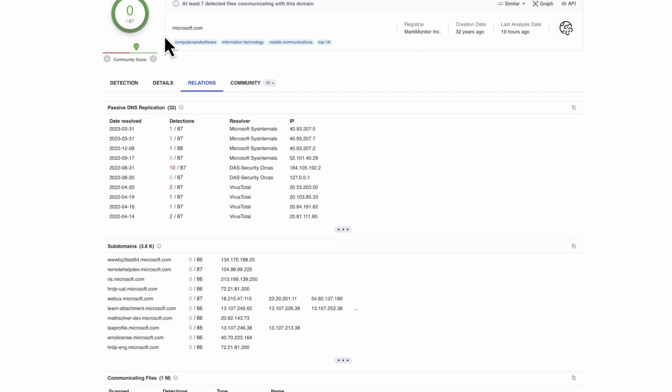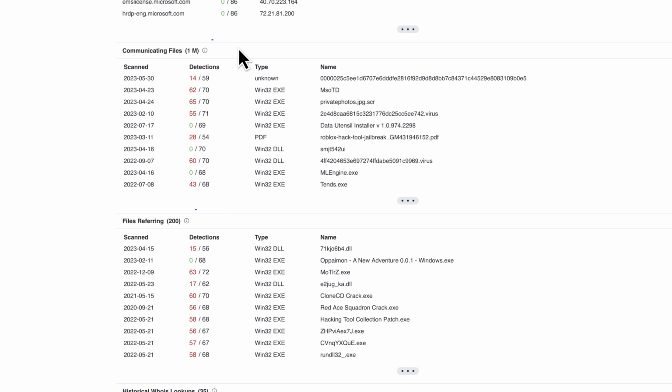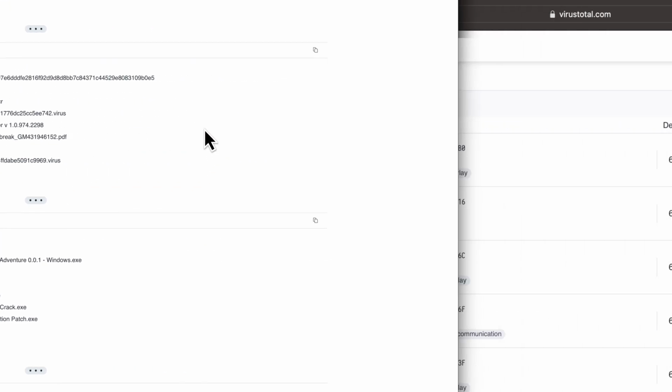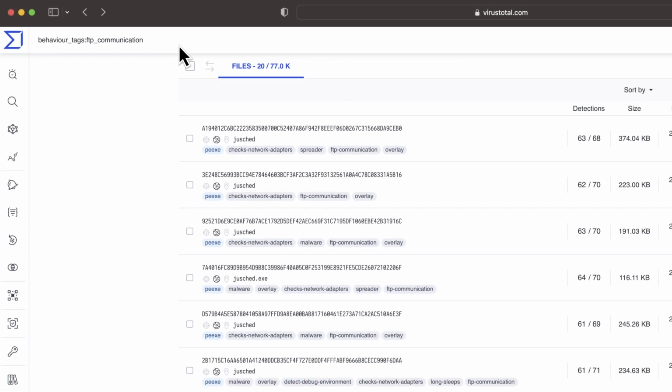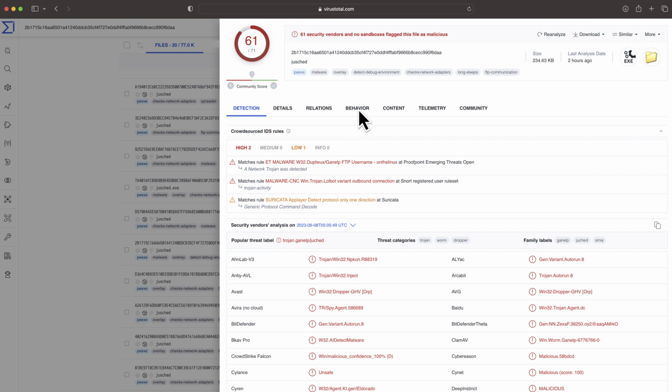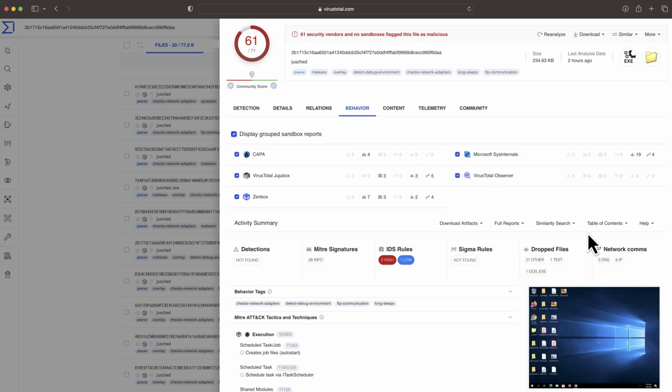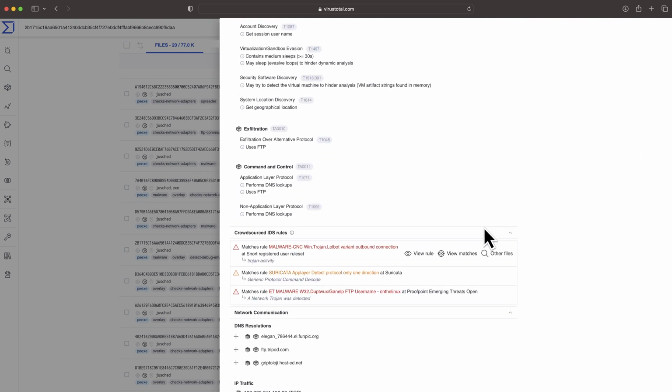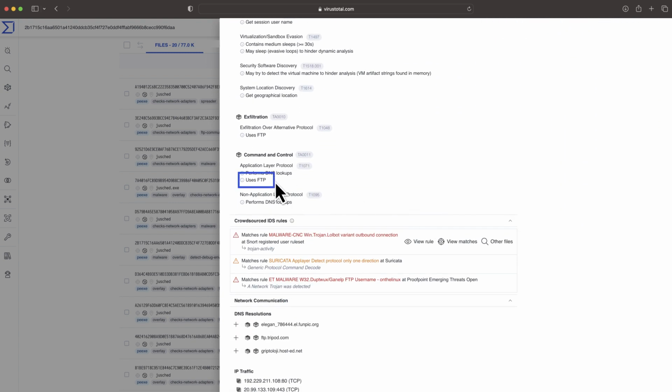Remember, we can also see what interacts with any element in our infrastructure by checking the Relations tab in our domains or IPs. We can get more detailed information using behaviour tags for samples using a particular protocol, in this case, FTP. With these modifiers, we can also monitor any unexpected traffic interacting with our infrastructure.